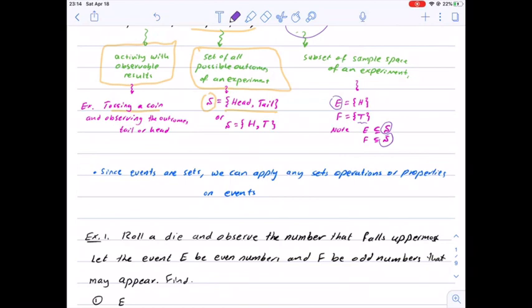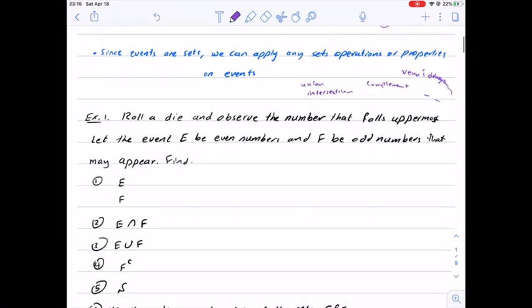Now, since events are sets, I mean subsets, and subsets are sets, we can apply everything we learned about sets here, operations and properties. For example, we may define union of two events, intersection of two or more events, complement. We can use Venn diagrams, and so on. Many things.